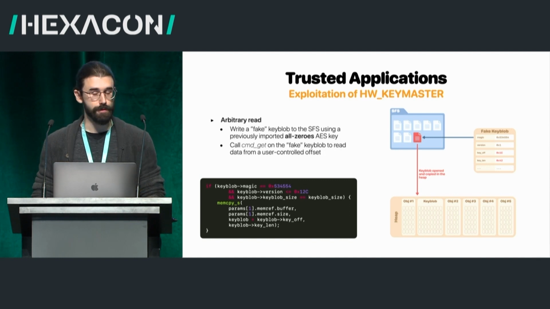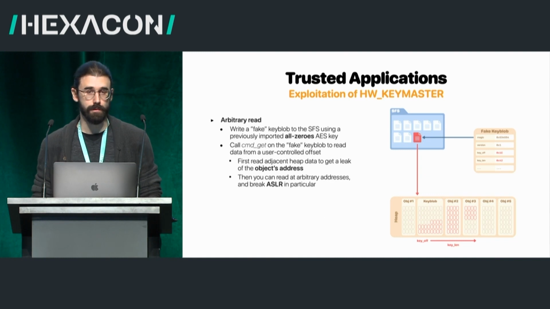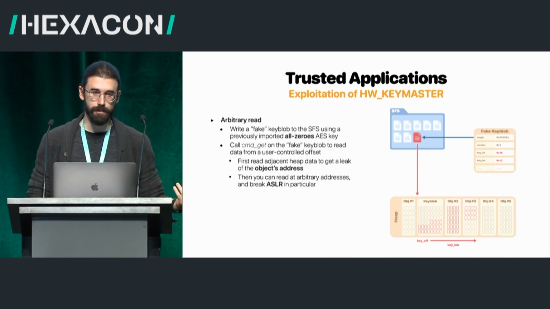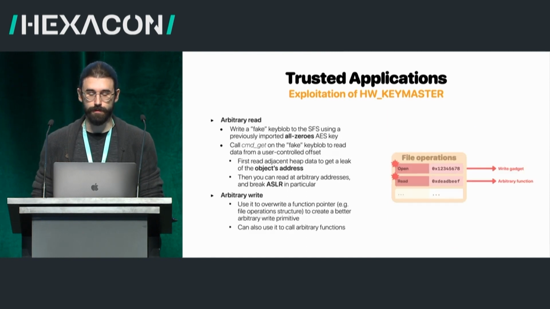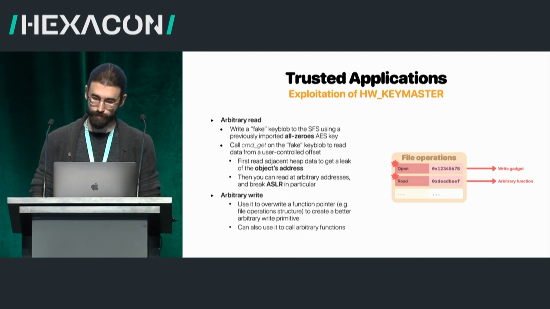Now to perform arbitrary reads, we just need to leak the address of the key blob itself. But it's pretty easy to do because we just have to leak adjacent heap data, and then using the values that are in there, we can infer the address of our object. So now we have everything we need for our arbitrary read. We can use it to break ASLR, as we explained earlier. We do this by reading the base address of a trusted application that is at a fixed address. As for the arbitrary writes, since we partially control the data that is being written, we can simply override function pointers and get code execution from there.